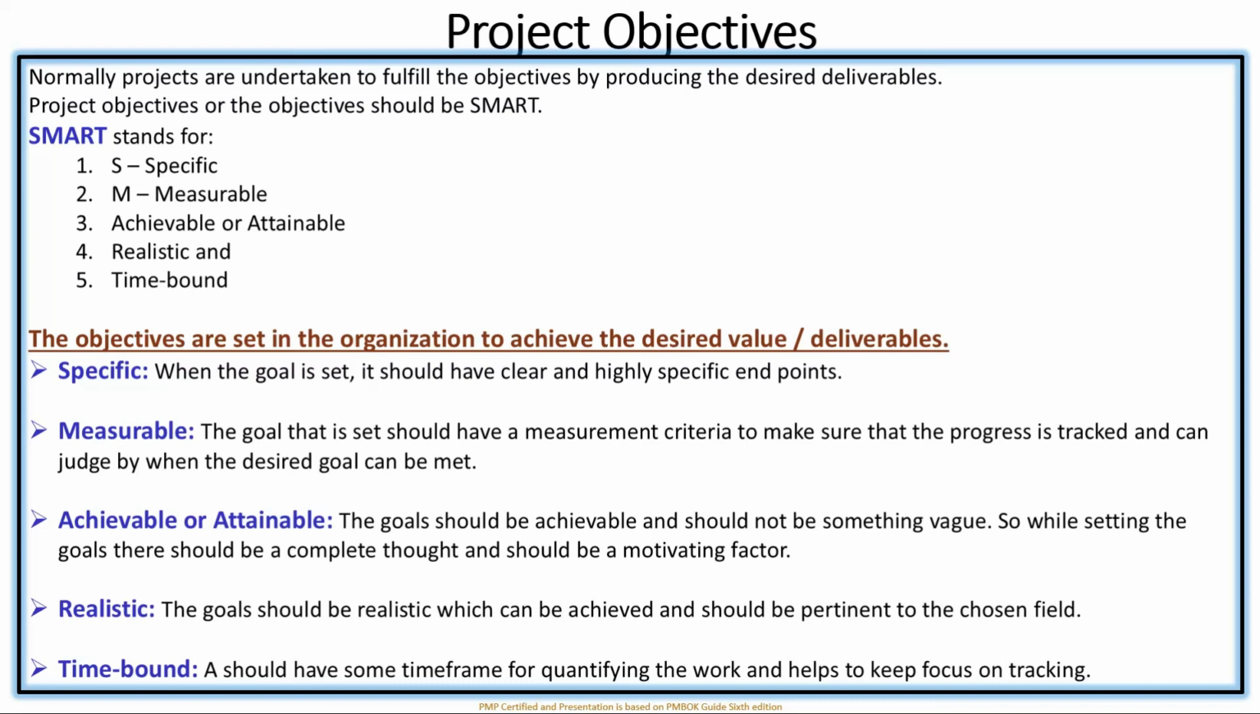Okay. And the next is realistic. The goals have to be always realistic, right? It is very simple. Time bound. The goal cannot have infinite time, right? There should be a time frame for everything that is being defined in order to achieve that objective. So this is what the project objectives are. Project objectives can be defined with SMART. So SMART stands for: S for specific, M for measurable, A for achievable or attainable, R for realistic, and T for time bound.